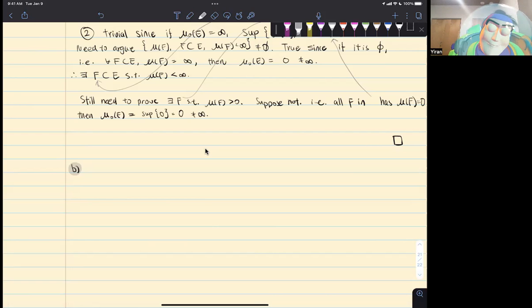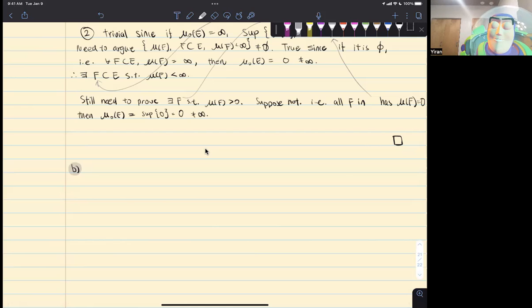So it is not an upper bound. That means there exists F in E with finite measure, such that mu of F is larger than m, and larger than 0 because measure is always larger than or equal to 0. So you see the equivalence here. And we're done with B.